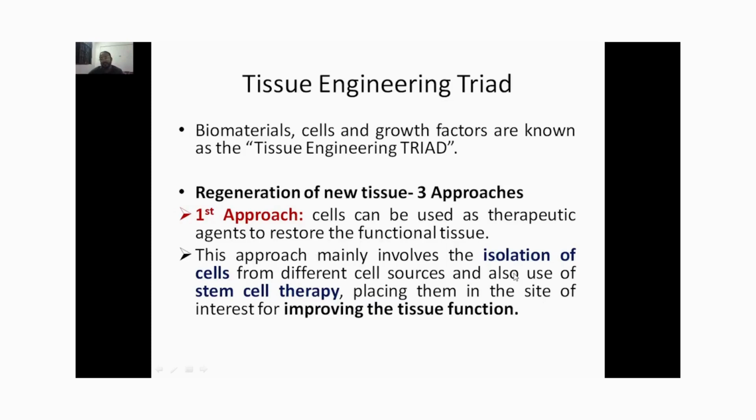This approach mainly involves the isolation of cells from different cell sources, and also the use of stem cell therapy, placing them at the site of interest for improving the tissue function. For example, the cells need to be collected. From where will you collect the cells? As much as possible, we have to think of taking the cells from the same person. If the patient has some liver disorder, or a part of the liver is damaged, then cells from the other part of the liver can be extracted and only those cells can be used. Understood? So first you always go for the same person. The reason is very simple.